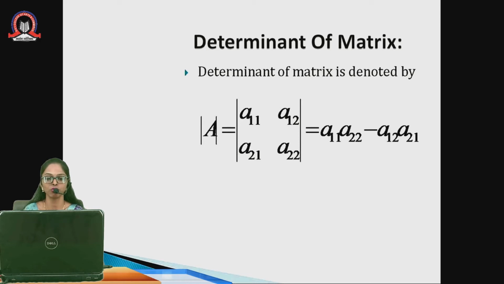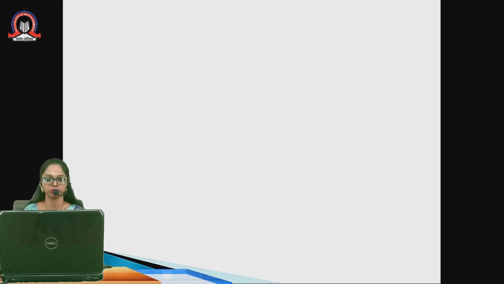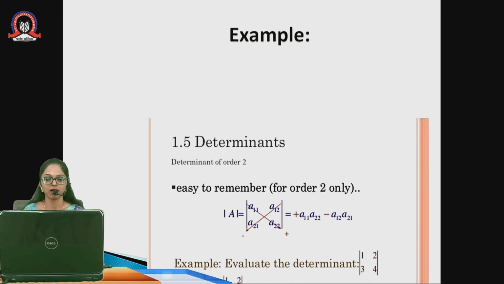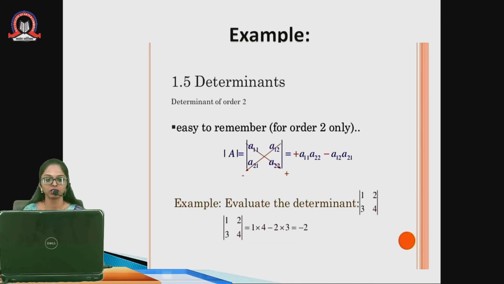Using this formula, we find the 2 cross 2 matrix determinant. For example, determinant of order 2, easy to remember, of order 2 only, use the cross multiplication A11 into A22 minus A12 into A21.